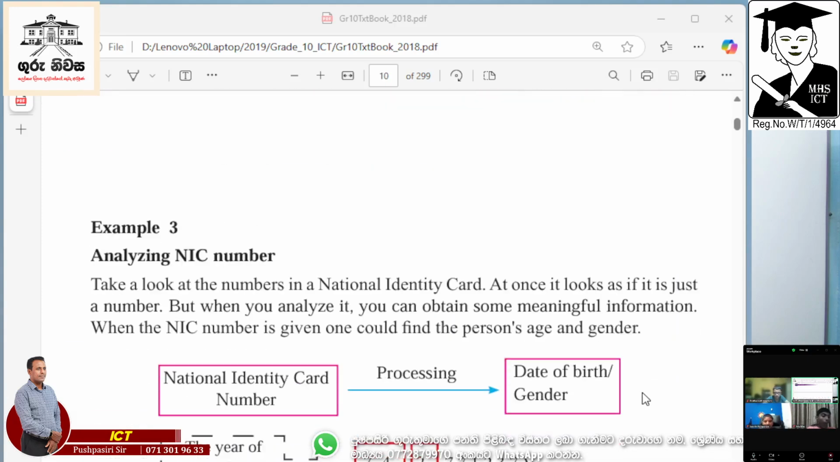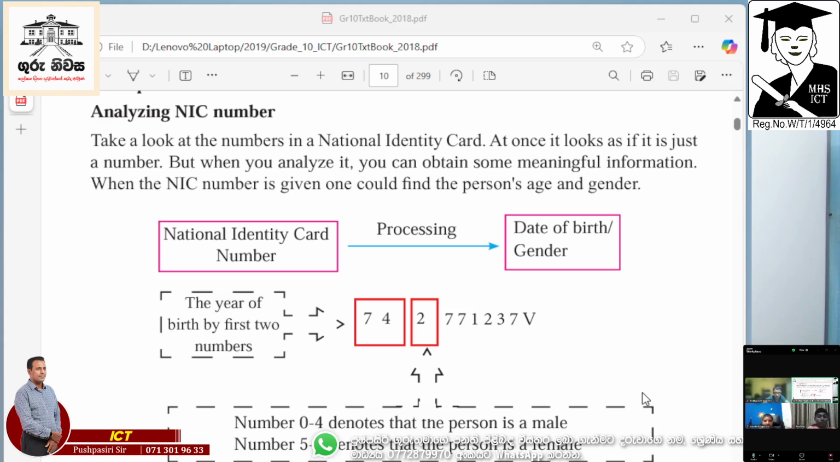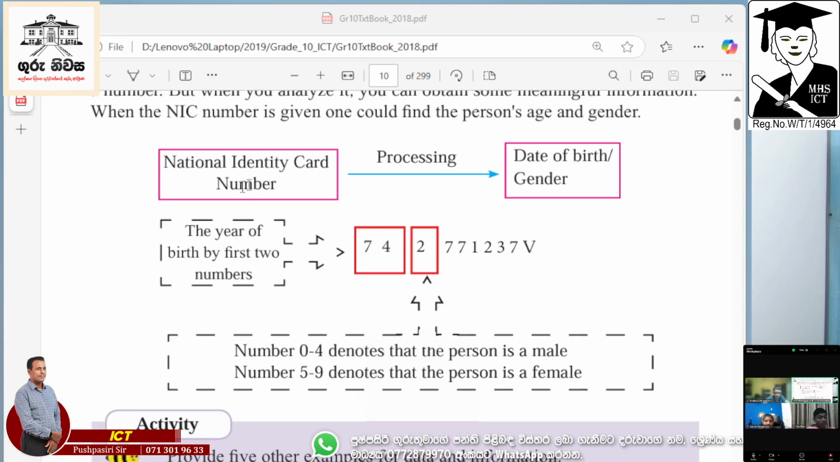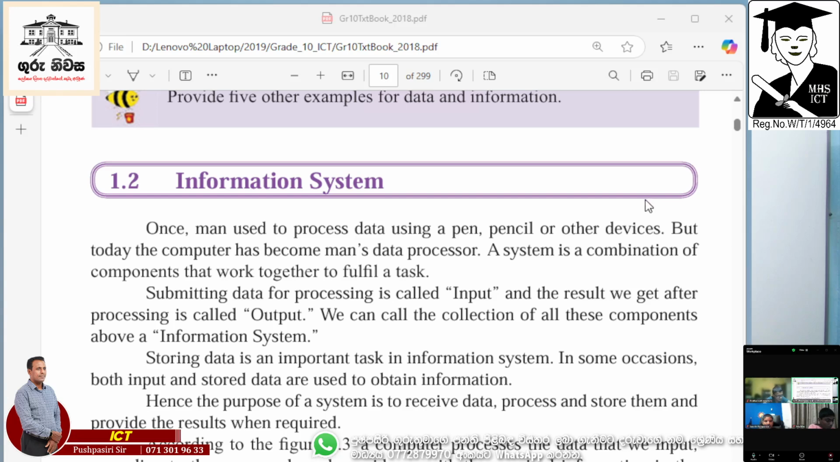Okay. Here also you get the same idea. The National ID card number is there, and you process it and you can find out the date of birth. That is how you call it data and information.